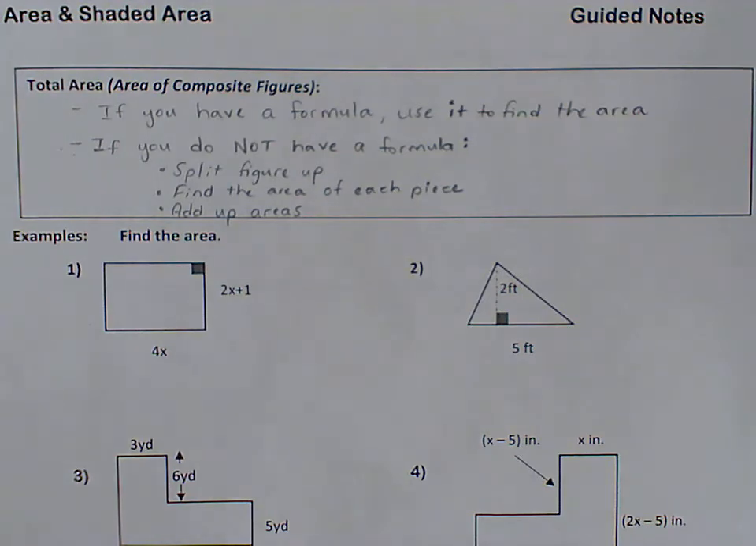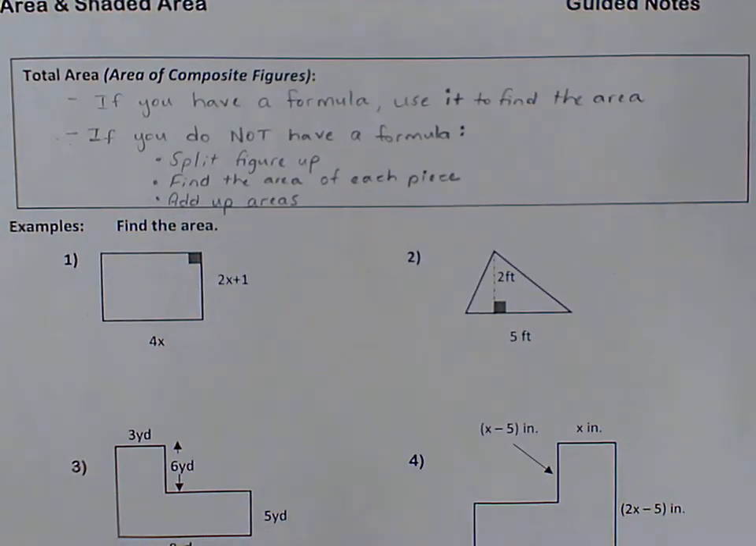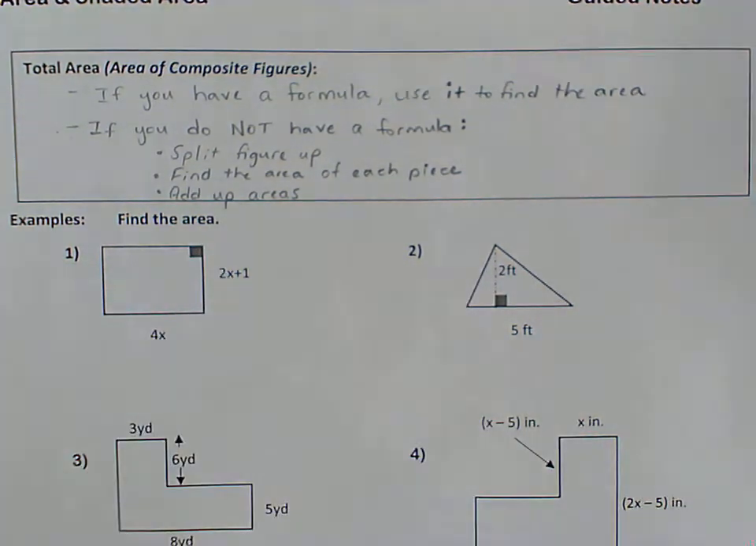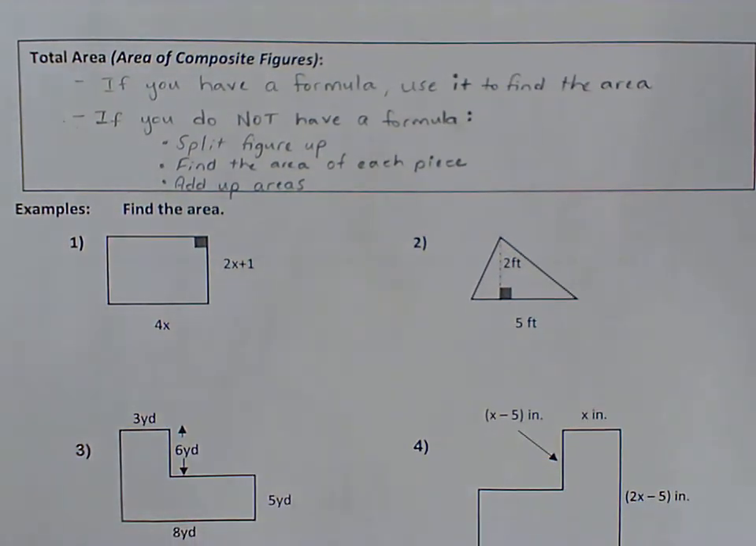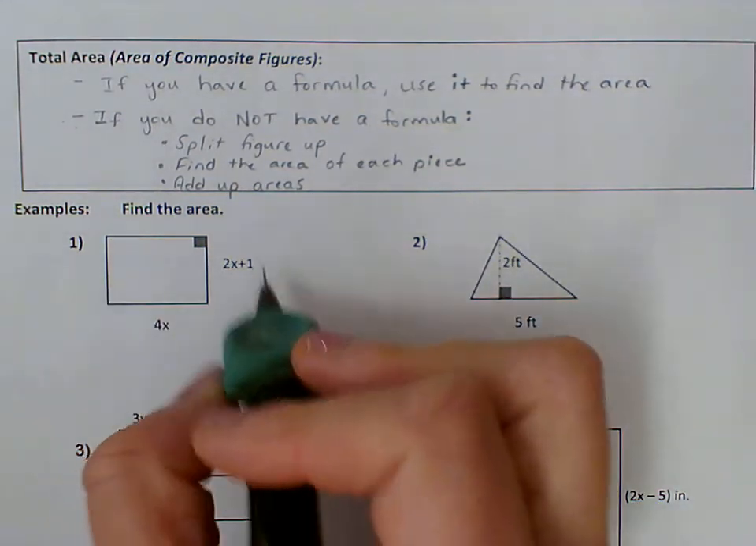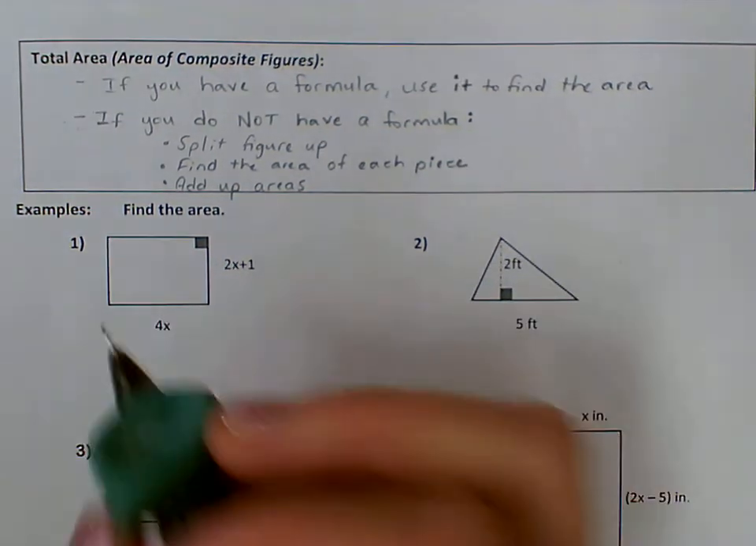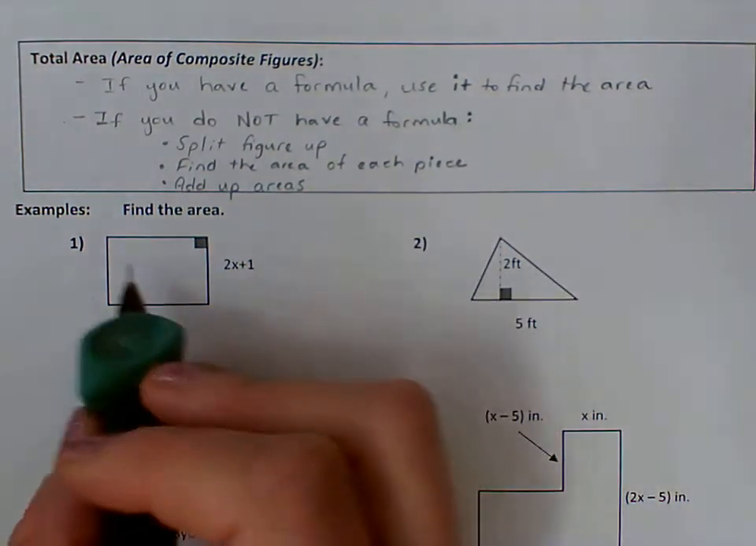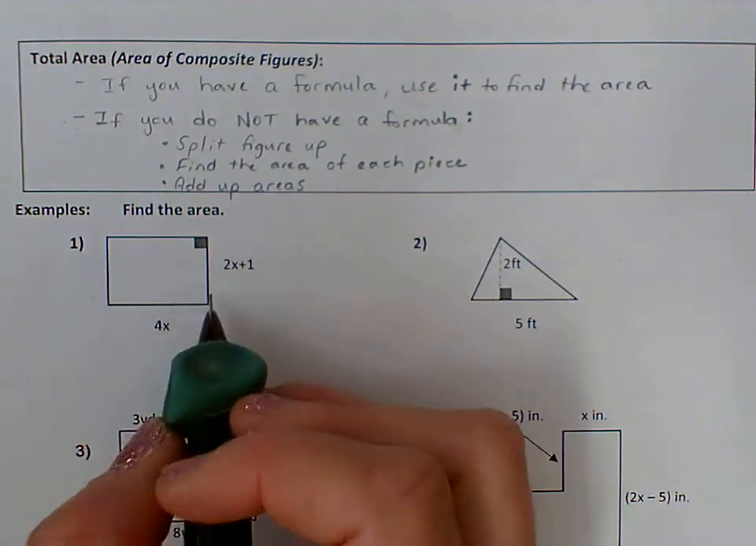And so let's look at some different examples that might represent those different types of problems. The directions will say something like find the area or find the total area. And so you're going to look at the figure. So number one, we're going to look at it and ask ourselves, do we have a formula or not? And so this is a rectangle because it's a four-sided figure.